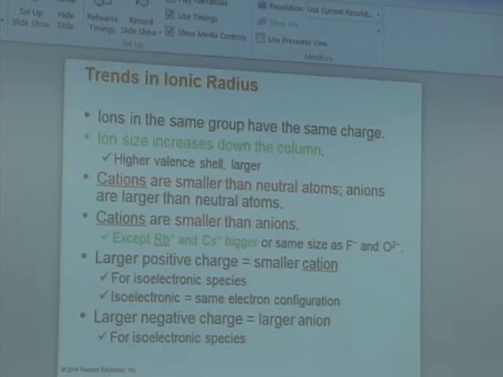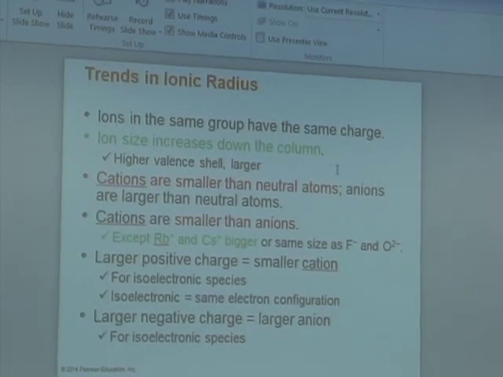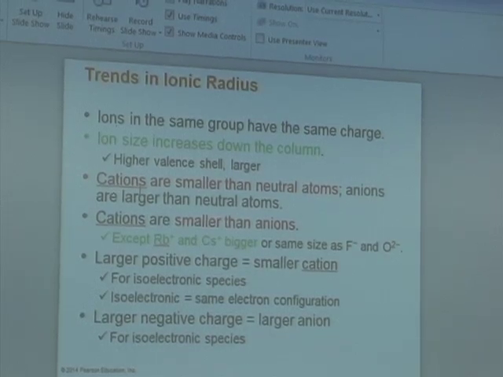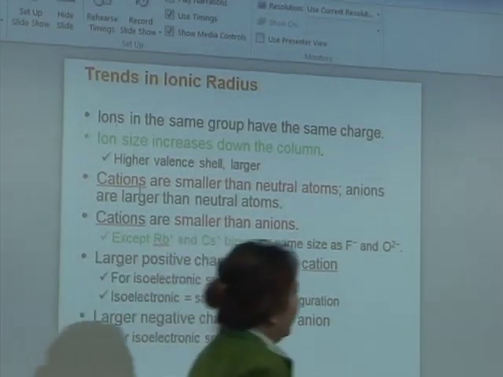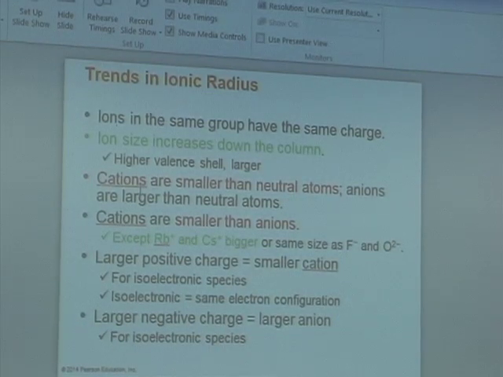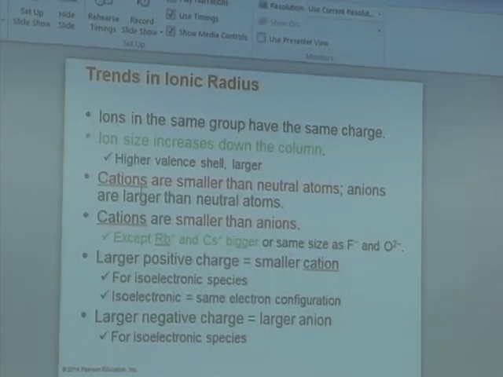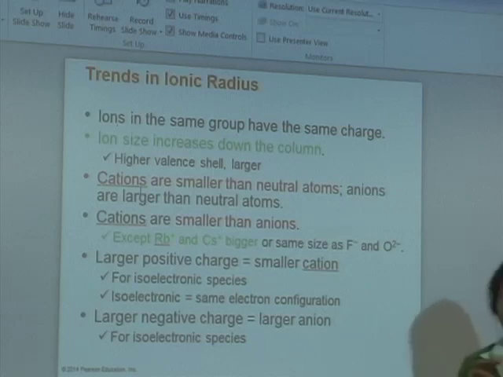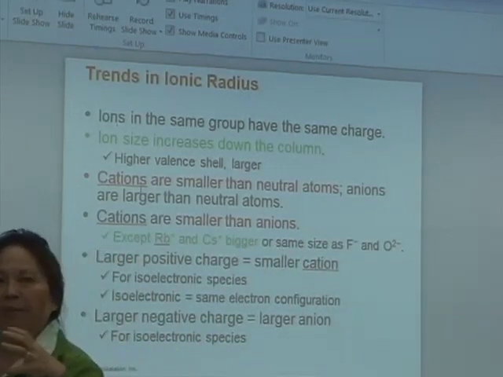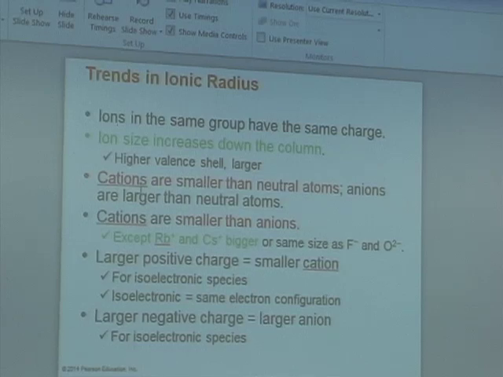So trends in the ionic radius. Ions in the same group have the same charge. Ion size also increases down the column. Cations are smaller than neutral atoms, right? So for example, if you had sodium and then you had chlorine, but then sodium lost an electron to chlorine, so it became sodium chloride. And so, see how much smaller the sodium atom became? It became much smaller than the chloride anion.